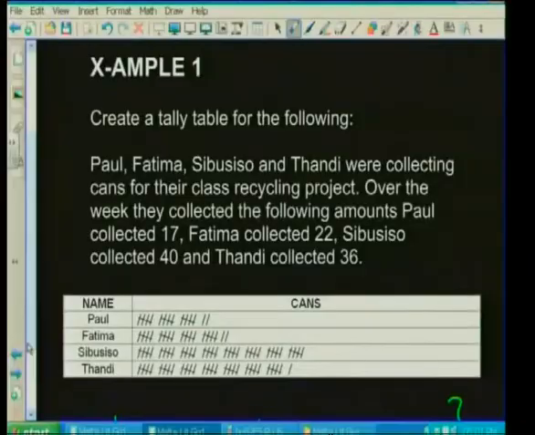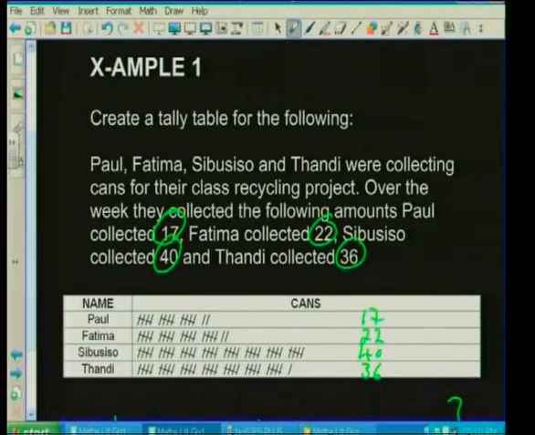Once the week is over or the month is over, and we've got all these little tally marks, then we can count it. Now let's just go again. We're going to look at this and show once again how easy it is to count tallies when we've made groups of 5. So let's have a look at this. Paul, 5, 10, 15, 17. Is that right? It's right. Fatima, 5, 10, 15, 20, 22. Is that right? It's right. 5, 10, 15, 20, 25, 30, 35, 40. Is that right? It's right. 5, 10, 15, 20, 25, 30, 35, 36. Is that right? It's right.